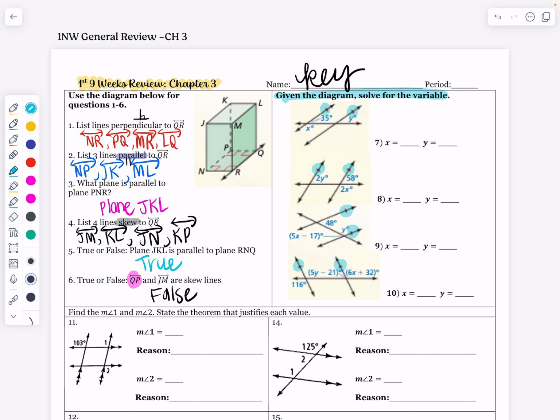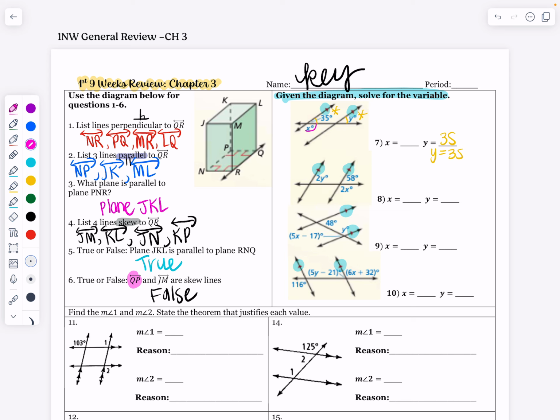And so what I'm going to do is I'm going to color code. And the first thing I notice is that this angle is 35 degrees. It's acute. And this is also an acute angle for y. And so y is going to be equal to 35 degrees. How do I know that? Because those are corresponding angles, and corresponding angles are congruent. They're the same size. That's an acute angle and an acute angle.